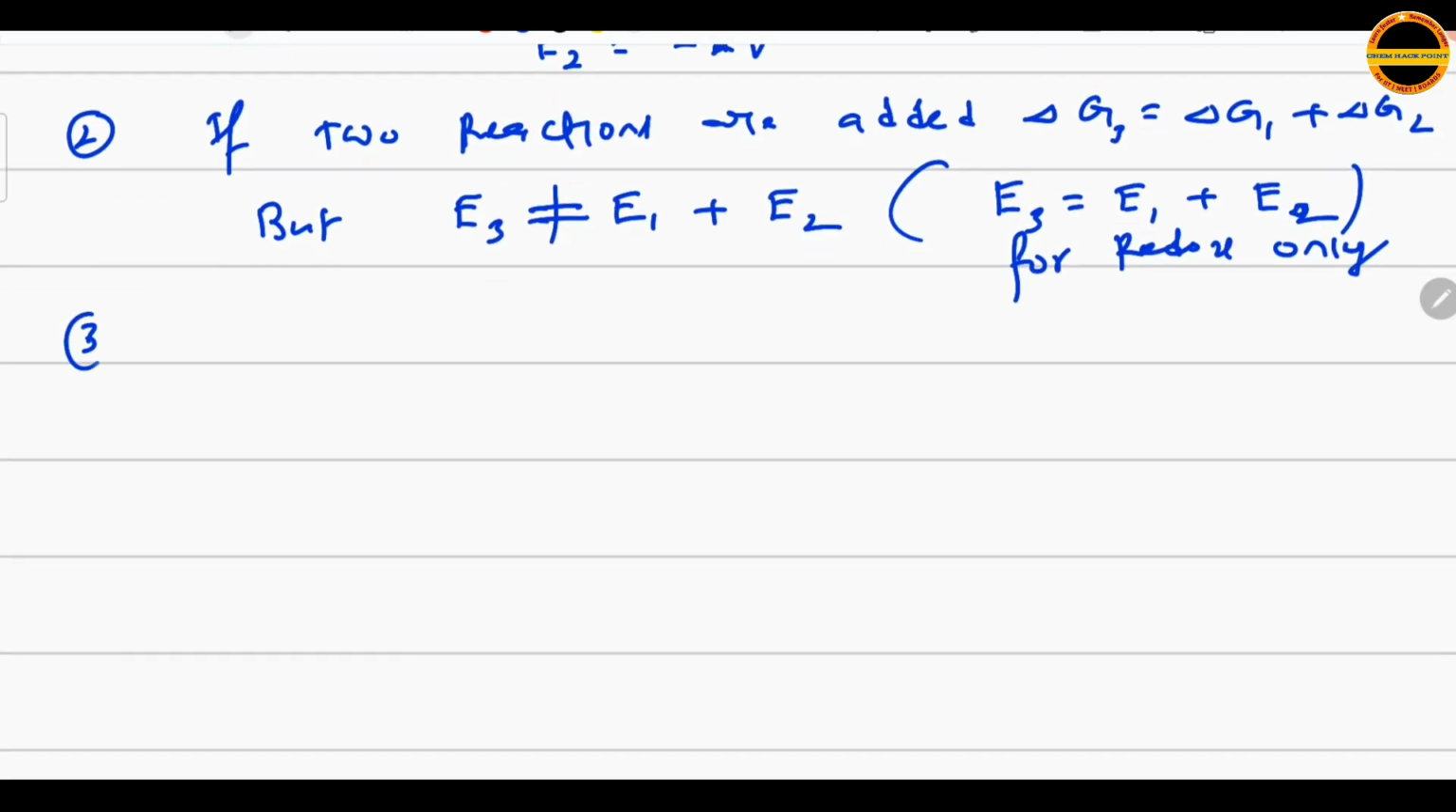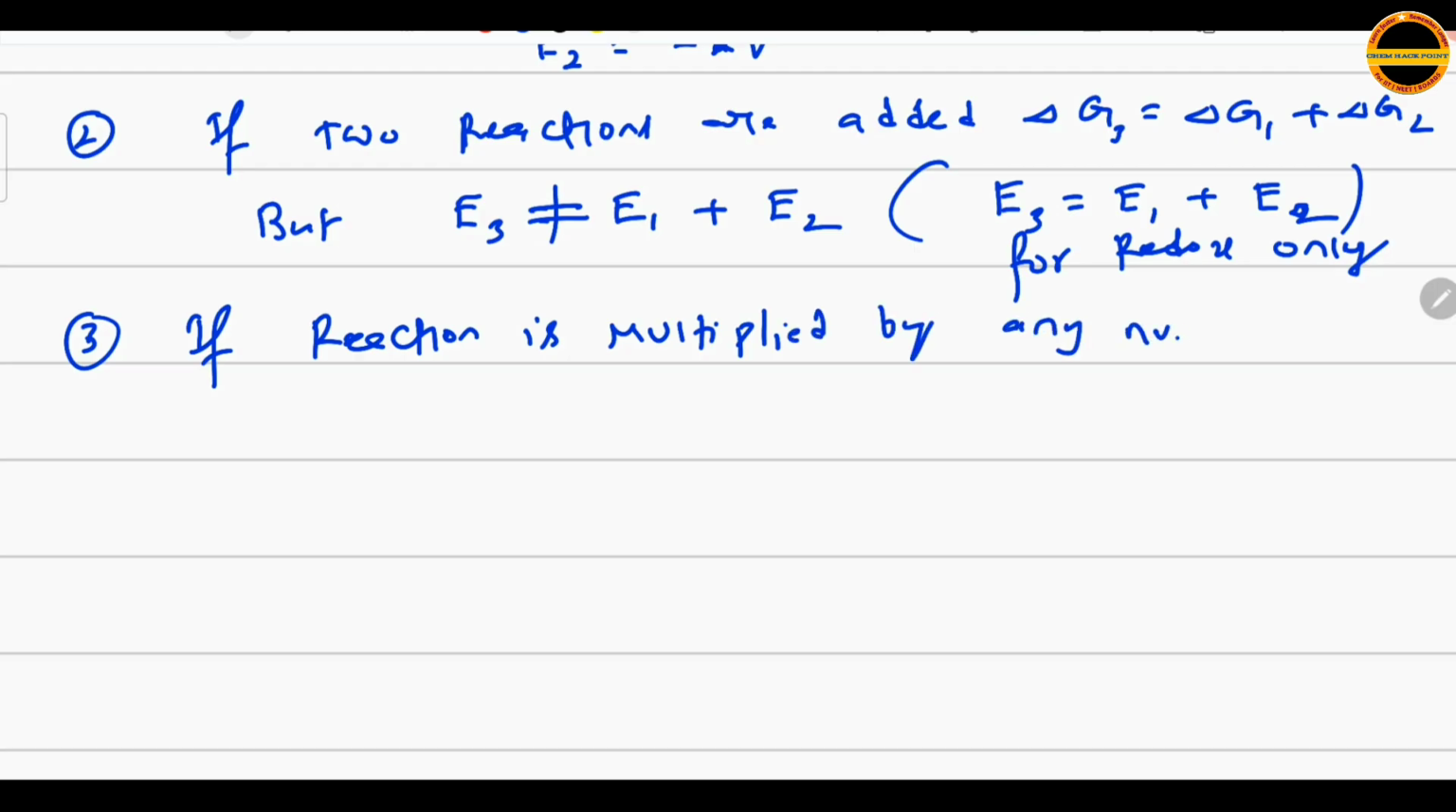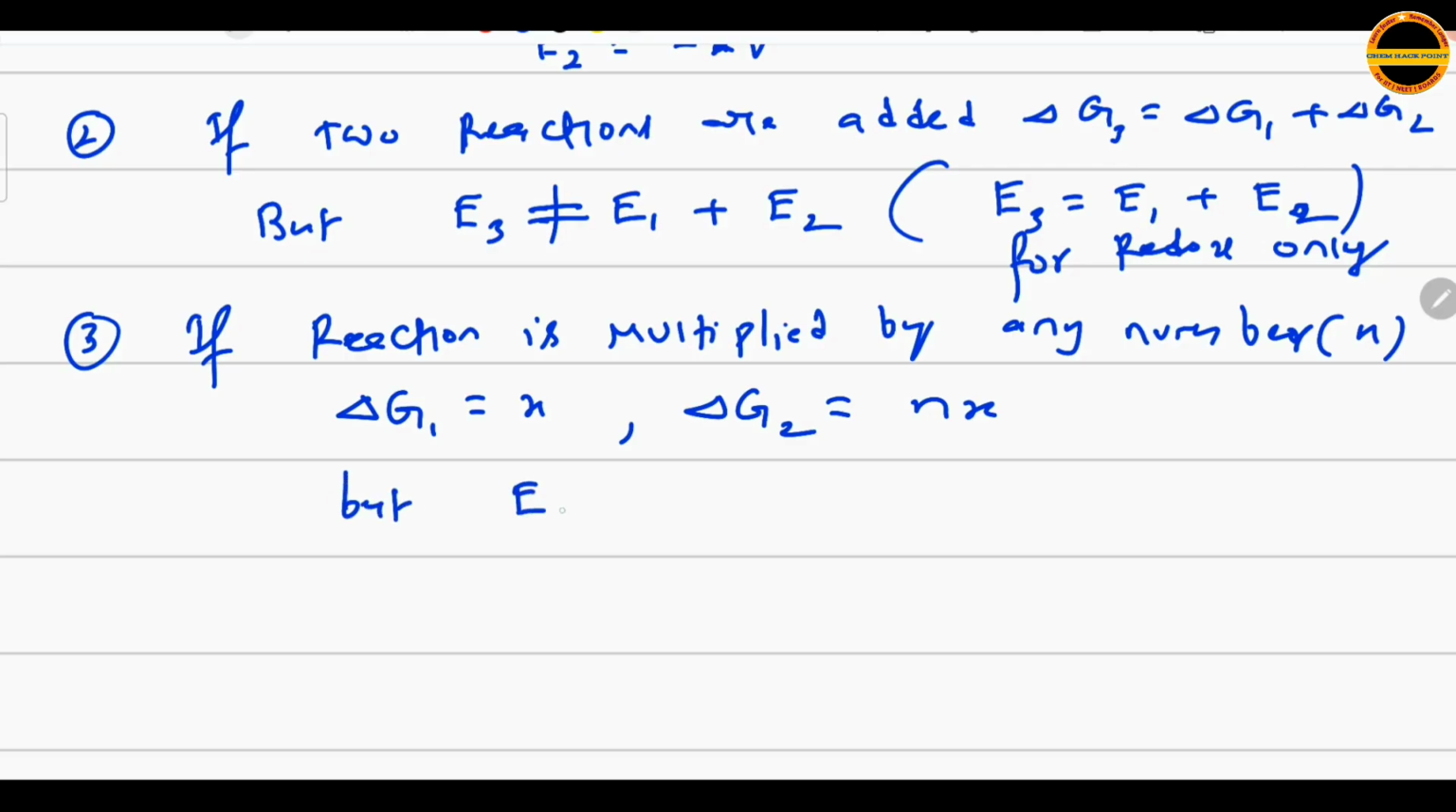Rule number 3. If a reaction is multiplied by any number n, then if delta G1 is X, delta G2 is nX. But for E1, for example, if E1 is X volts and the reaction is multiplied by the number n, then for E2 we write X volts only, because it is an intensive property.